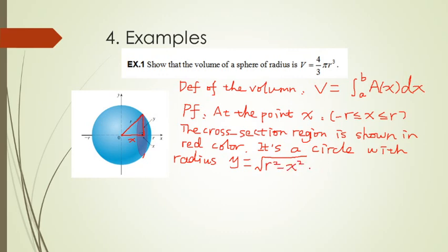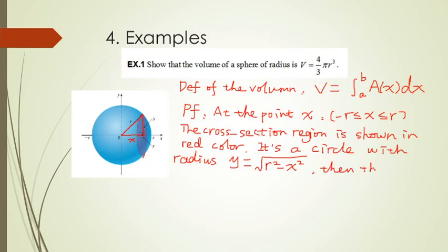And you will notice that as the x changes, the circle will change. It depends on the radius, right? That is the circle. Then the cross section area.